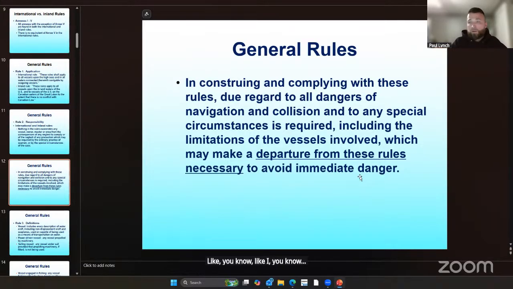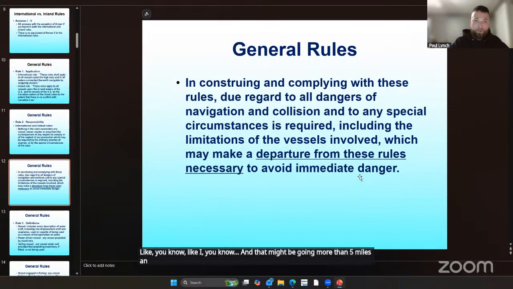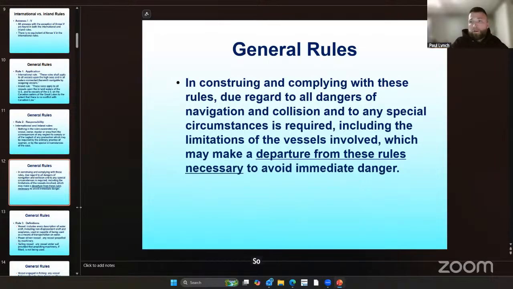That might be going more than 5 miles an hour in a no wake zone to get out of the way of a serious accident. So no matter what these rules say, you can always depart from them to avoid a serious accident. And danger exists when you believe it exists.